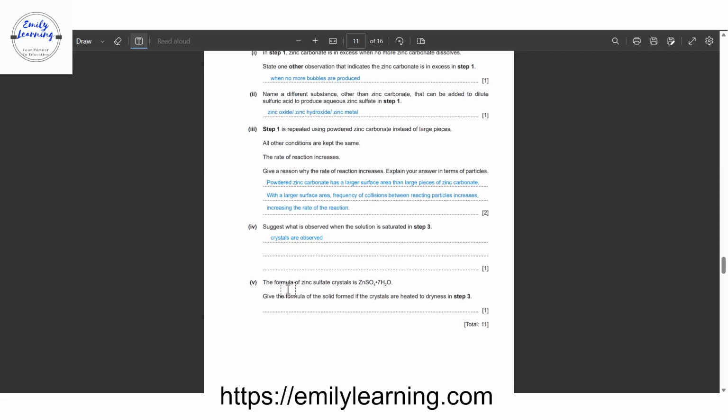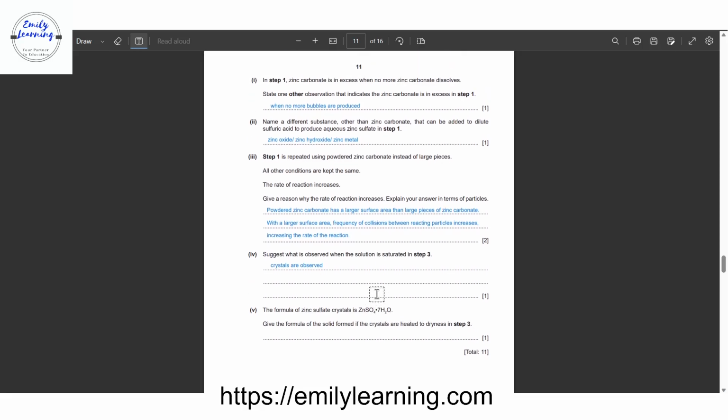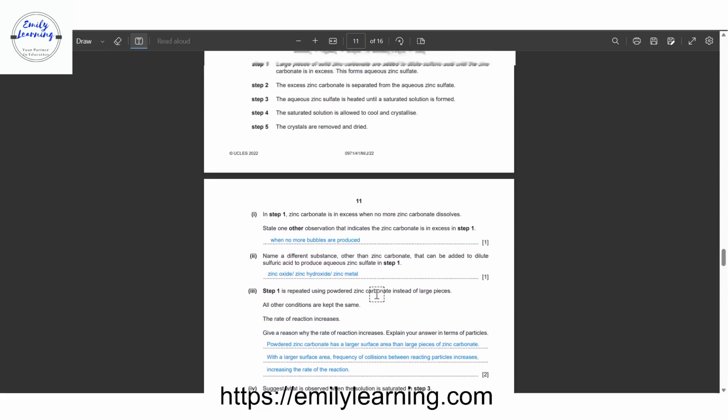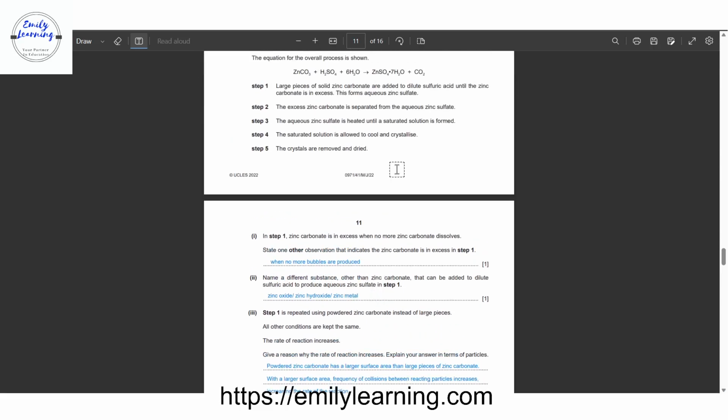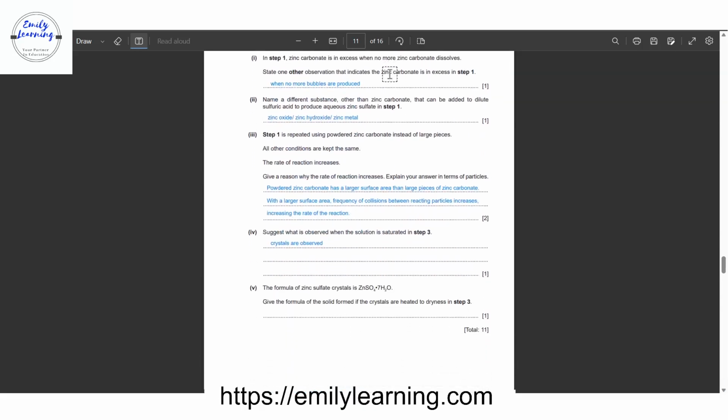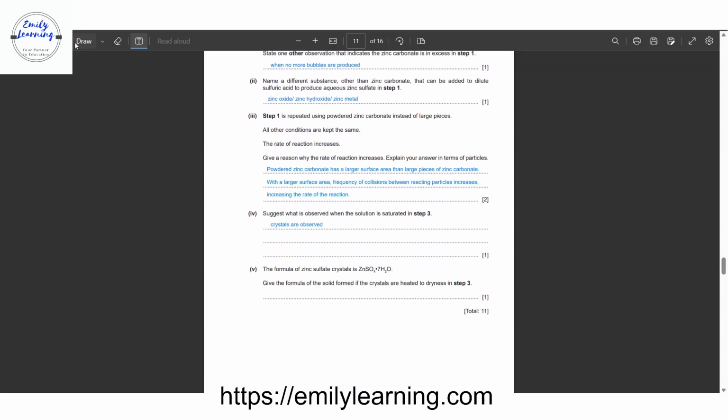Okay, next, the formula of zinc sulfate crystal is ZnSO4.7H2O. Give the formula of the solid formed if the crystals are heated to dryness in step 3. So if the crystals are heated to dryness, instead of allowing it to crystallize, you will not have this water of crystallization. So if you do not have this water of crystallization, it's basically just ZnSO4. So the formula of the solid formed when the crystals are heated to dryness is ZnSO4. Okay, no water of crystallization.